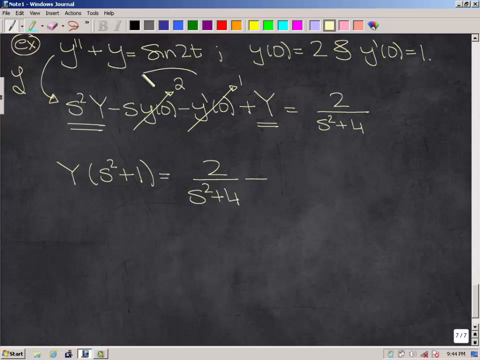And then this term, which is negative 2s, will go to the right, so it'll become positive 2s. And this minus 1 will go to the right and become plus 1. Okay, so keep that in mind. We just move things over. The next thing we're going to do is divide everything by this.